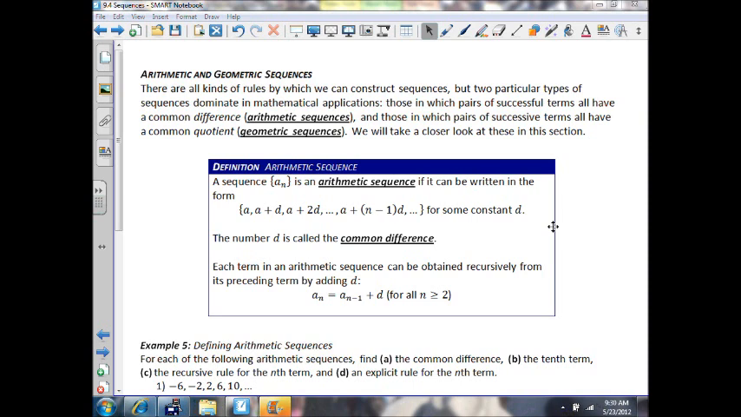Now, an arithmetic sequence. A sequence is an arithmetic sequence if it can be written in the form a, a plus d, a plus 2d, all the way up to a plus (n minus 1)d for some constant d. The number d is called a common difference. Each term in an arithmetic sequence can be obtained recursively from its preceding term by adding d. We're going to be using that quite a bit in example 5.